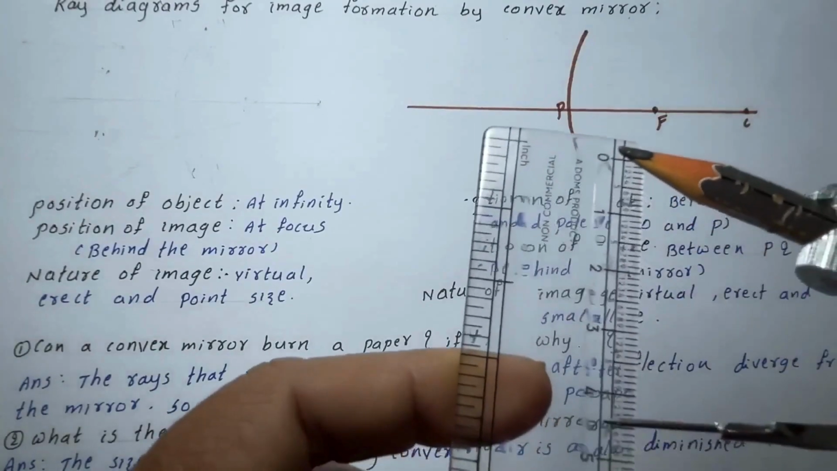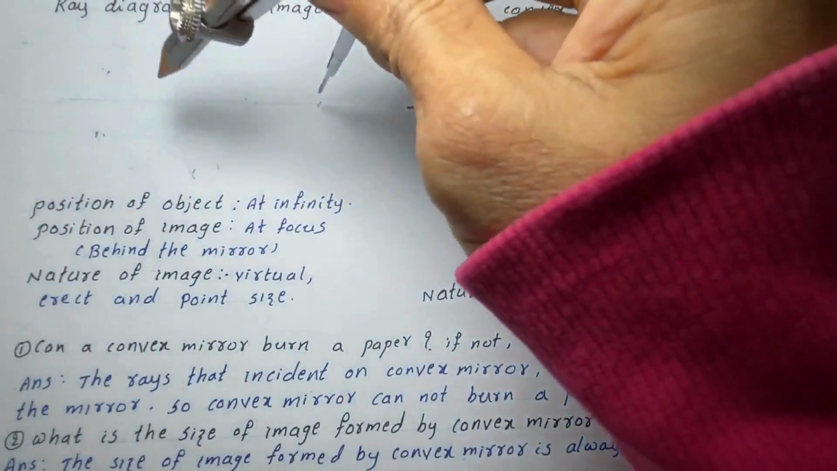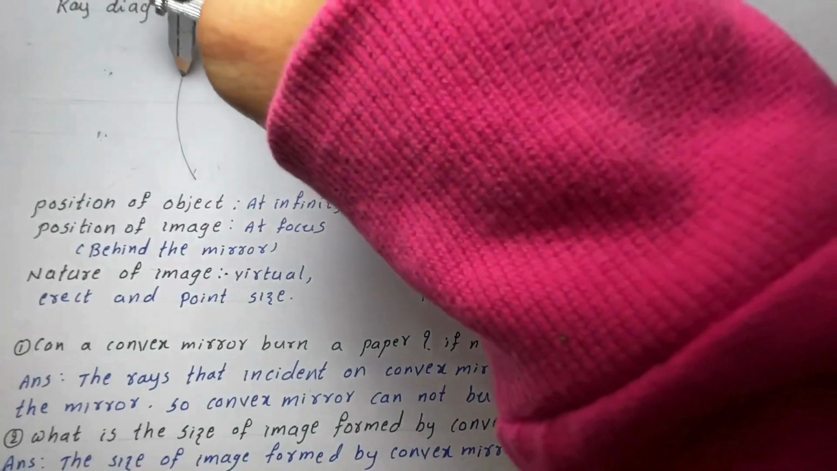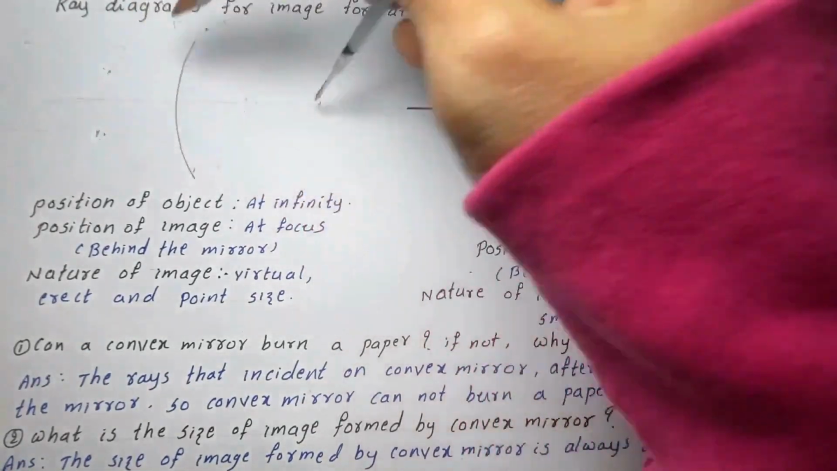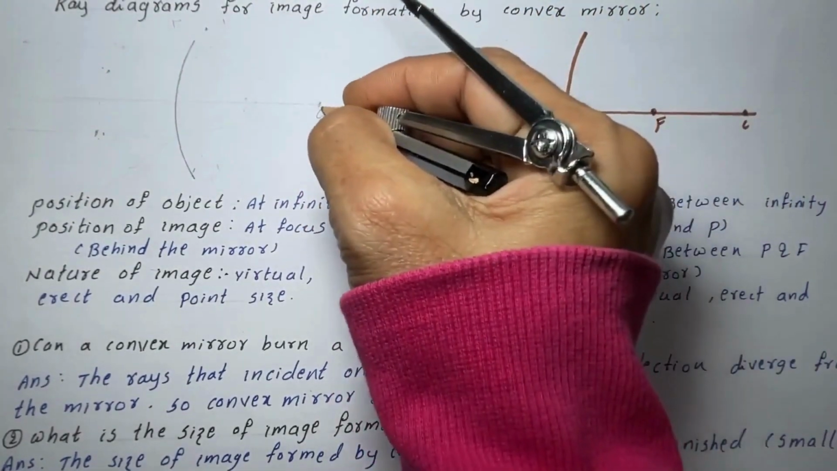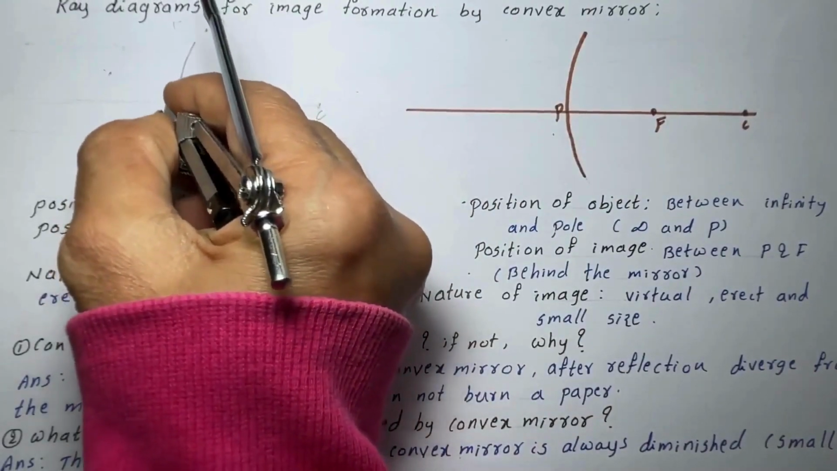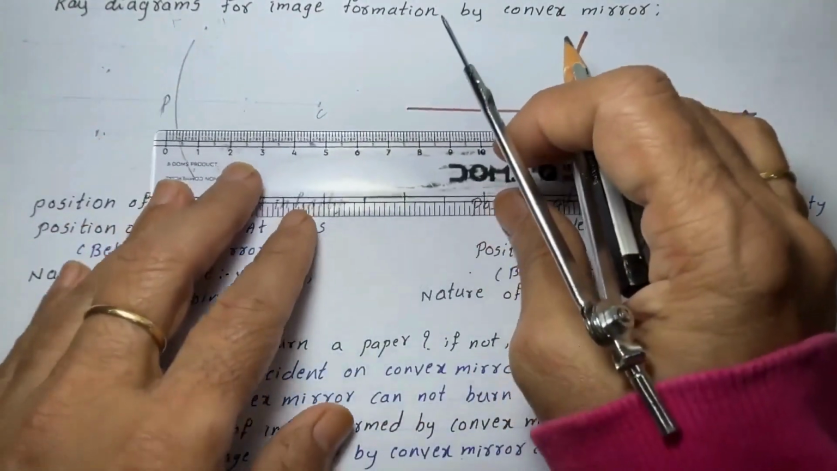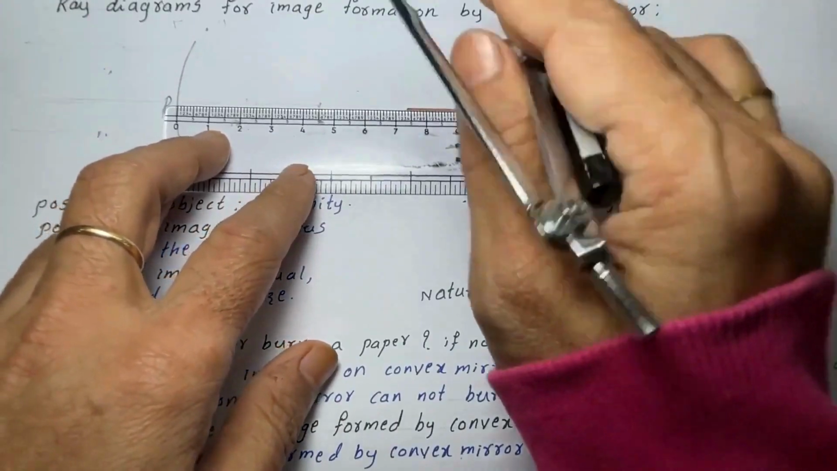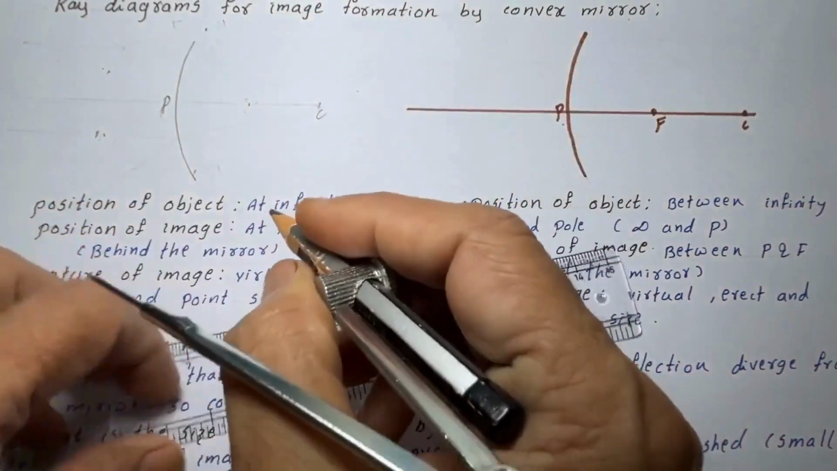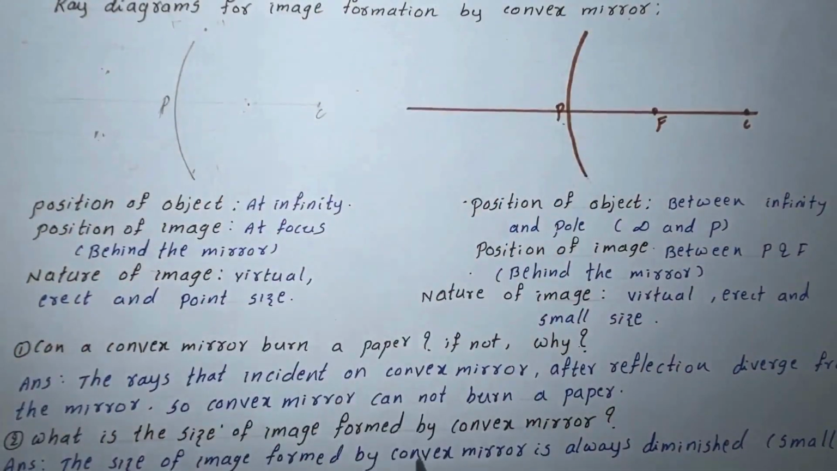This is 4.5 centimeters. By taking 4.5 centimeters, draw one arc whose radius is 4.5 centimeters. So at this point, this is the center of curvature and this is the pole. Now our radius of curvature is 4.5 centimeters. So at the midpoint, 2.25, this point is the focus, because focus is the midpoint of the pole and center of curvature.